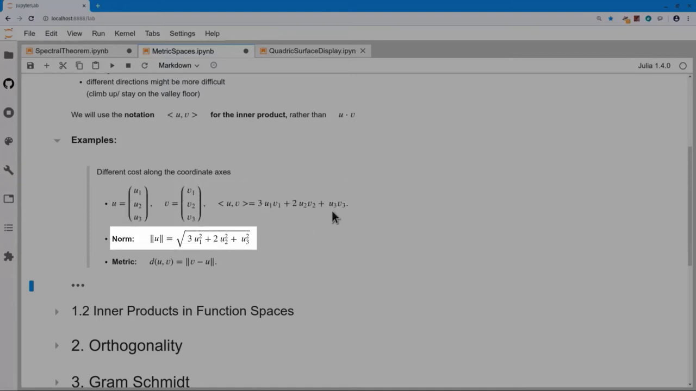The norm then, when I compute the Euclidean length, gets generalized as well. It simply becomes these factors are associated with it, since the norm of u is just the inner product of u with itself. The metric, the distance measure that we get, is as before. It's the norm of v minus u, but now this norm has these factors.